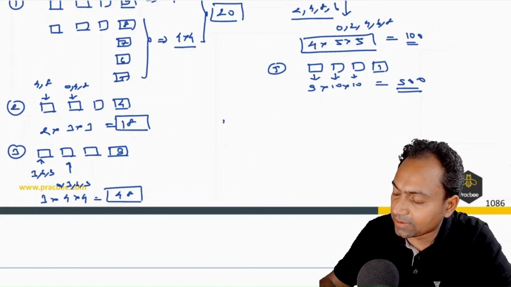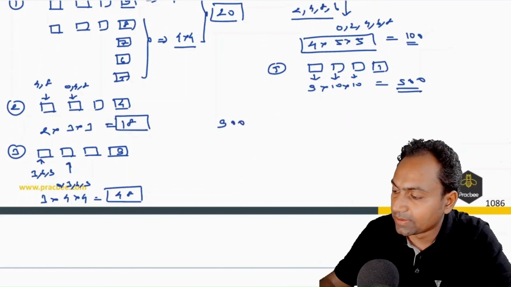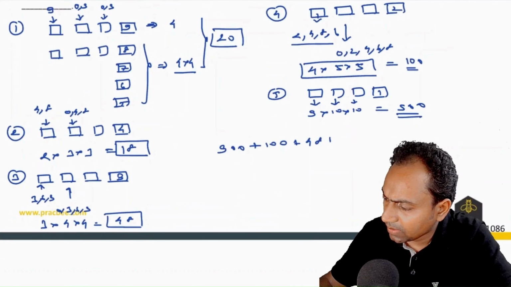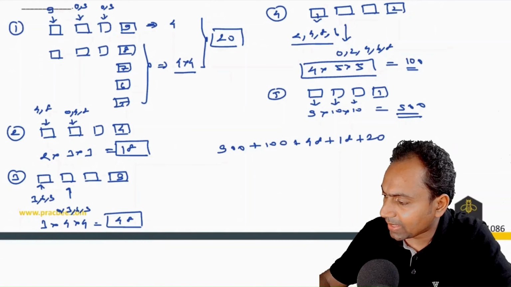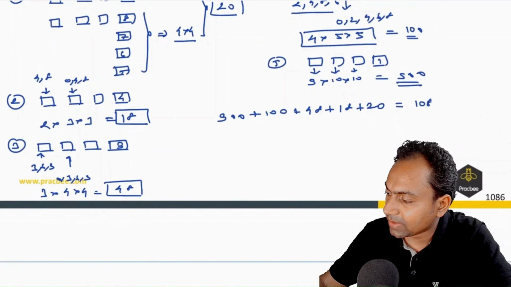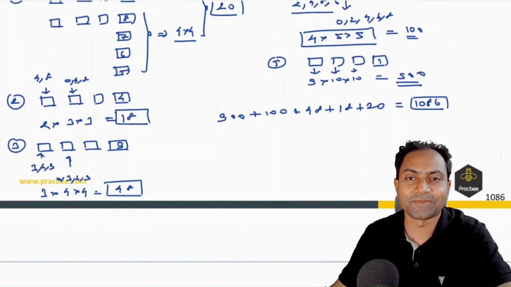Now let us add it down. So first answer was nothing but 900. Another one is 100. Before 100, what we got was nothing but 48. And before that, what we got is 18. And then before that, it was 20. So if I add everything up, it comes out to be nothing but 1086. And that is nothing but the answer to this question.